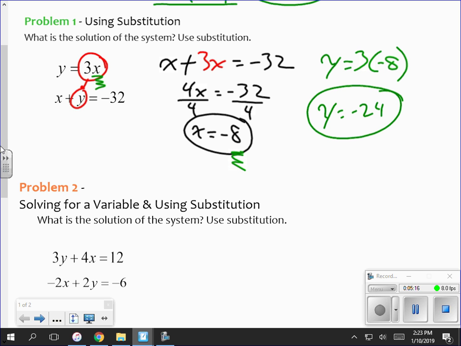Okay. Yes? 1x plus 3x is 4x. I have 1 apple and 3 apples. How many apples do I have?